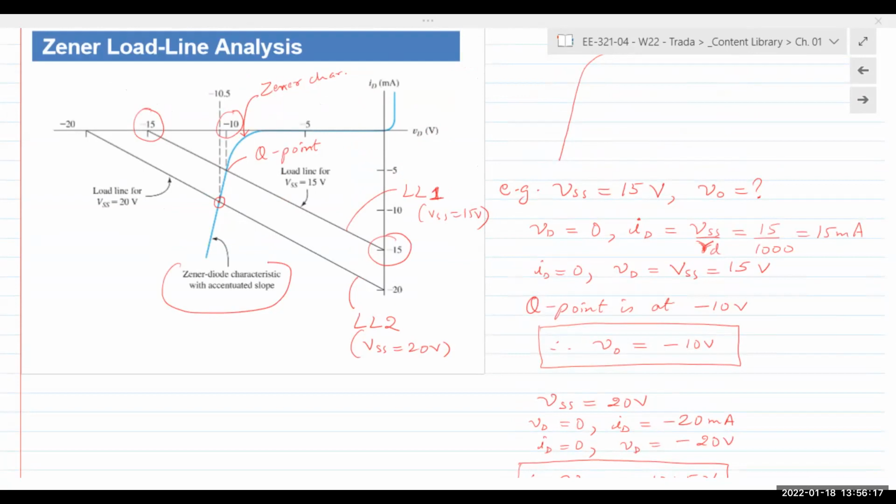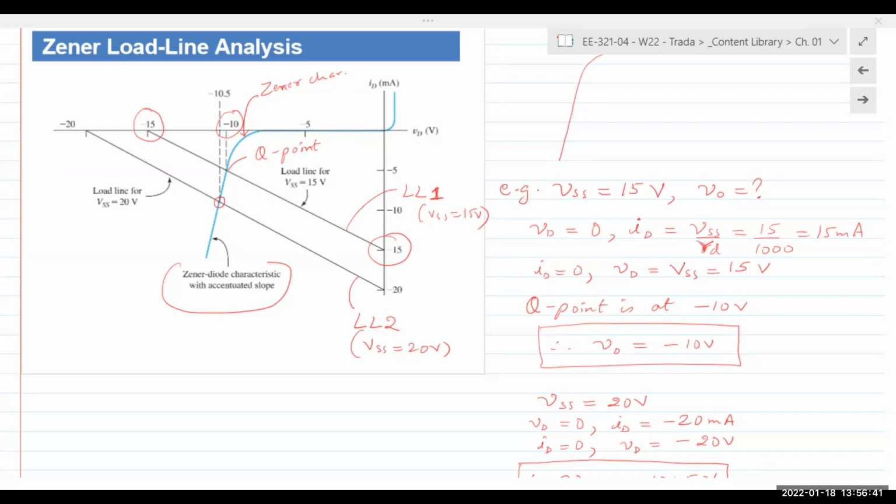And so the operating point would shift, but, let me rephrase it. The operating point would shift because the current is changing, but the voltage of that operating point would remain constant at minus 10. Does that make sense?